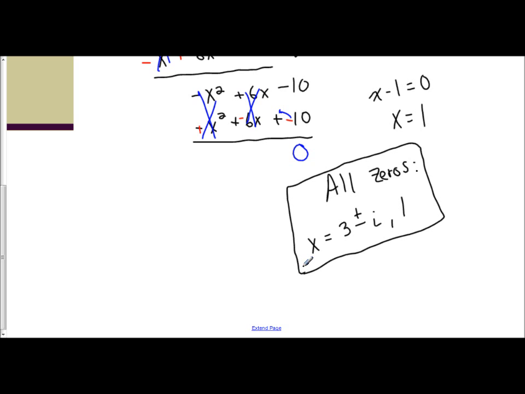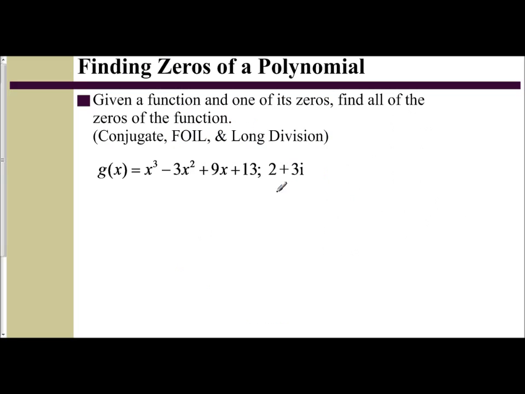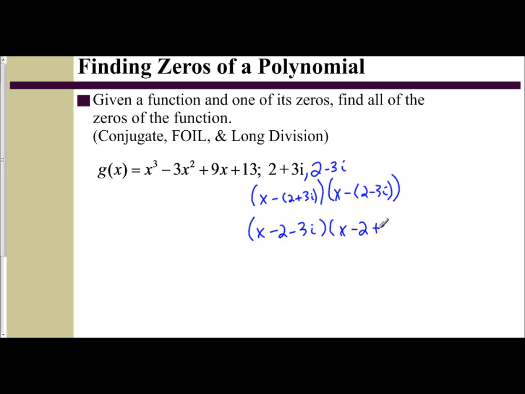We have one last example, very similar to this one. 2 plus 3i is our imaginary zero, our complex zero given to us. So we're going to use the conjugate as well as 2 minus 3i. And we notice we're going to set up our parentheses. X minus the 2 plus 3i and x minus the 2 minus 3i. That gives you x minus 2 minus 3i, x minus 2 plus 3i. And we distribute it out.